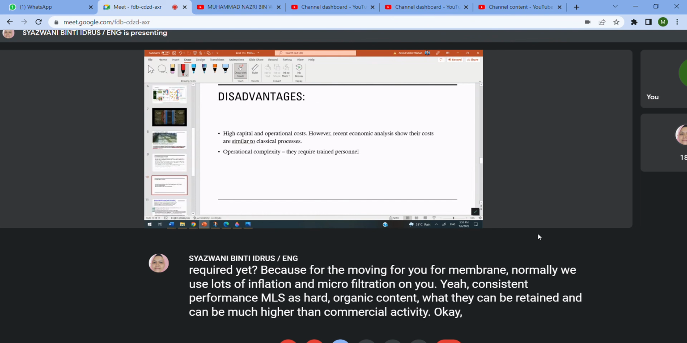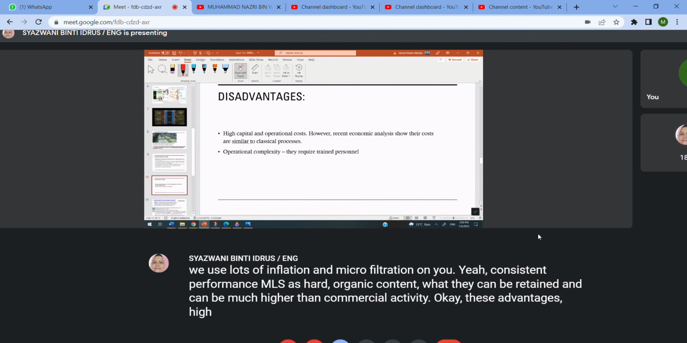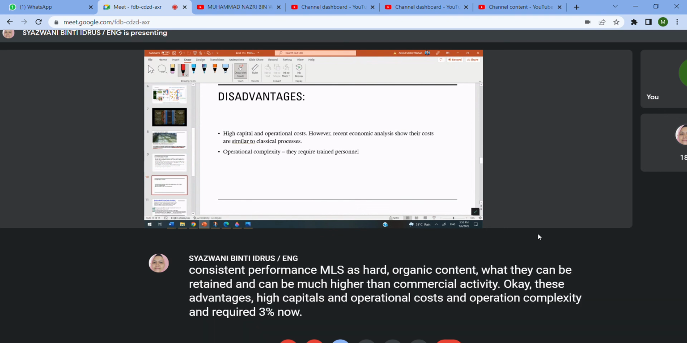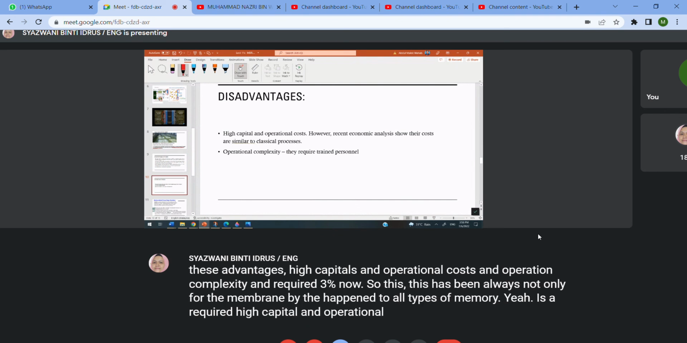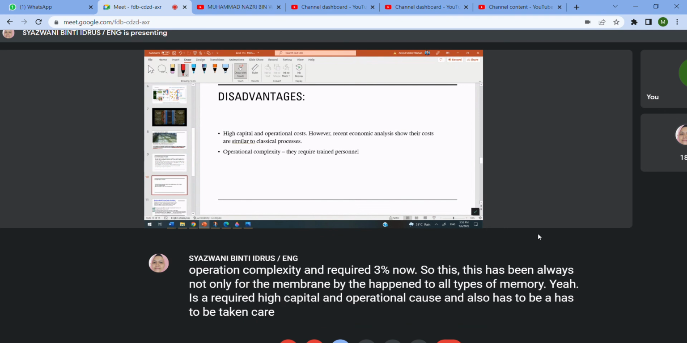Okay, the disadvantages: high capital and operational costs, operation complexity, and the requirement for trained personnel. So this is not only for the membrane bioreactor, it happens to all types of membrane. It requires high capital and operational cost, and it also has to be taken care of by someone who is well trained.